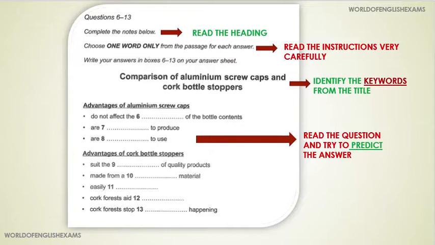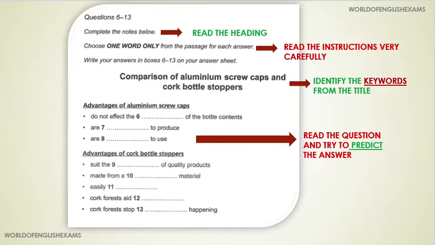And clearly there is a subheading which states advantages of aluminium screw caps, as well as there is another subheading which states advantages of cork bottle stoppers. So as can be seen from the title, there are two main keywords here. First one is aluminium screw caps, which is a noun. The second one is cork bottle stoppers, which is also a noun. So we need to underline them. So first, let's read the questions to get an idea and to predict the answers.